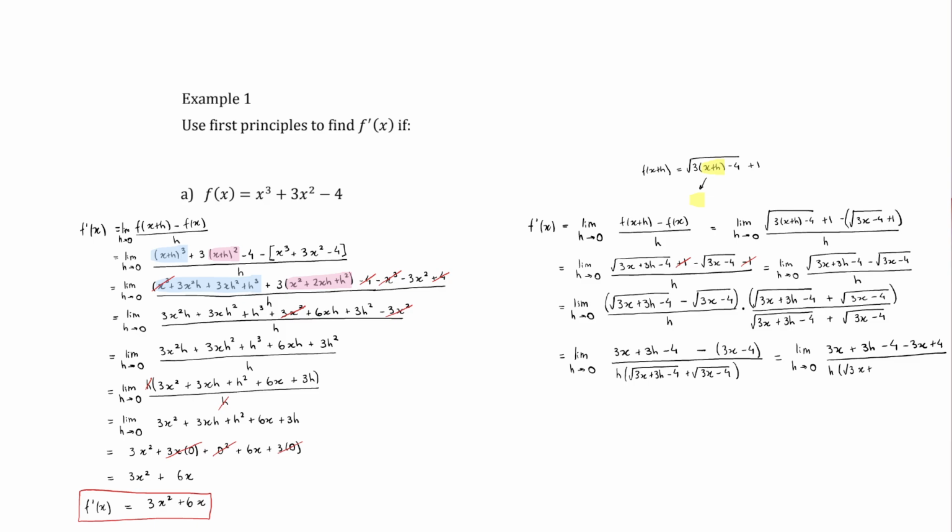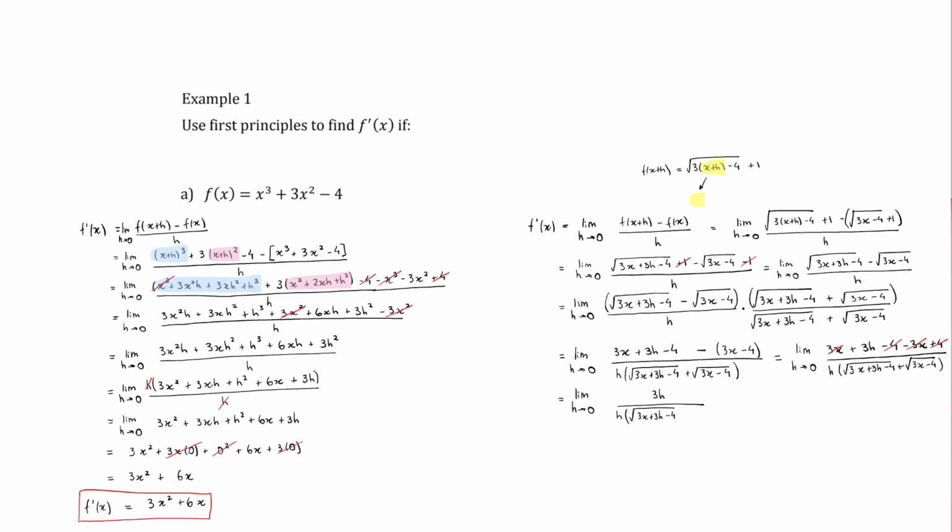And now I see that there's a couple of things here that I can cancel out. I can cancel out the 3x with the negative 3x. I can cancel out the negative 4 with the positive 4. And then I am going to be left with the limit as h approaches 0 of 3h over h, times the square root of 3x plus 3h minus 4 plus the square root of 3x minus 4 in the denominator.